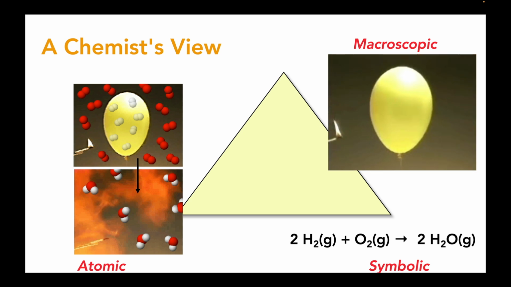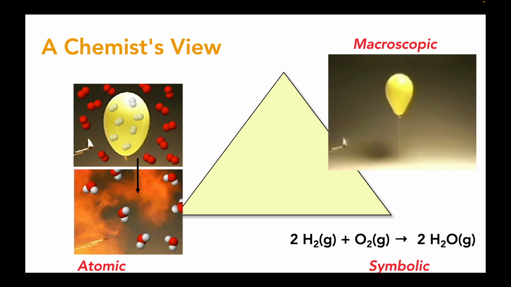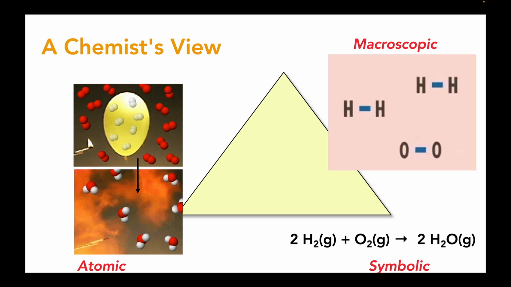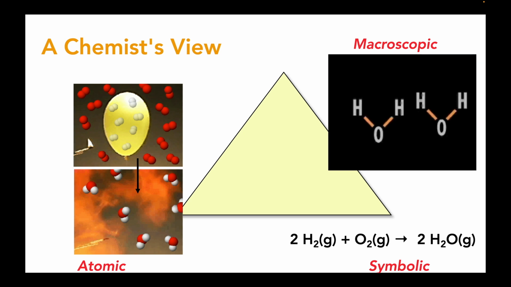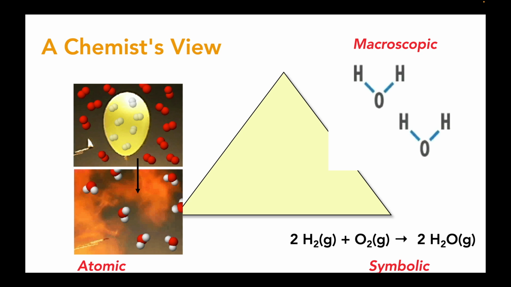To initiate the reaction, we need to ignite the balloon. The hydrogen will combine with oxygen in the air to form water in gaseous form, releasing considerable energy in the process. At the molecular scale, the molecules of gaseous hydrogen, H2, and oxygen, O2, combine to produce H2O, water, generating heat and light. So this is a great overview of the three different domains and what they represent.